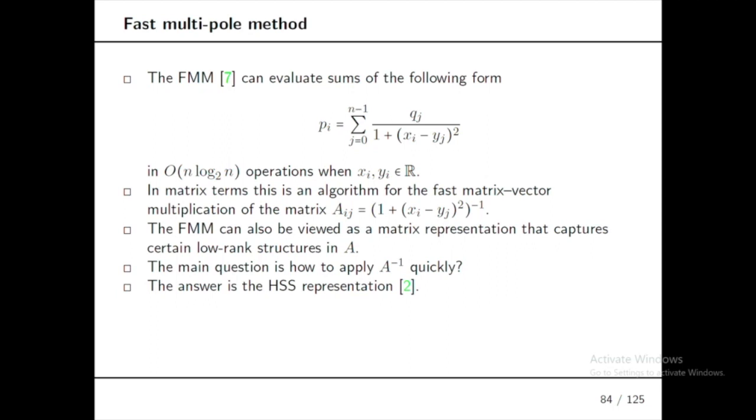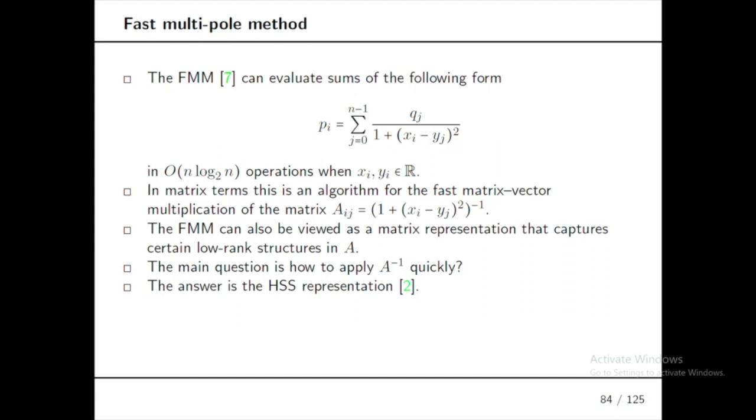Right, there are n of every one. There are n numbers in every category: n x's, n y's, n q's, n p's to be found. Now you can see this is the kind of sum you get in potential theory, and you want to find the p's quickly, right? If you do it slowly, it takes you n squared operations, and the question is, can you do this fast?